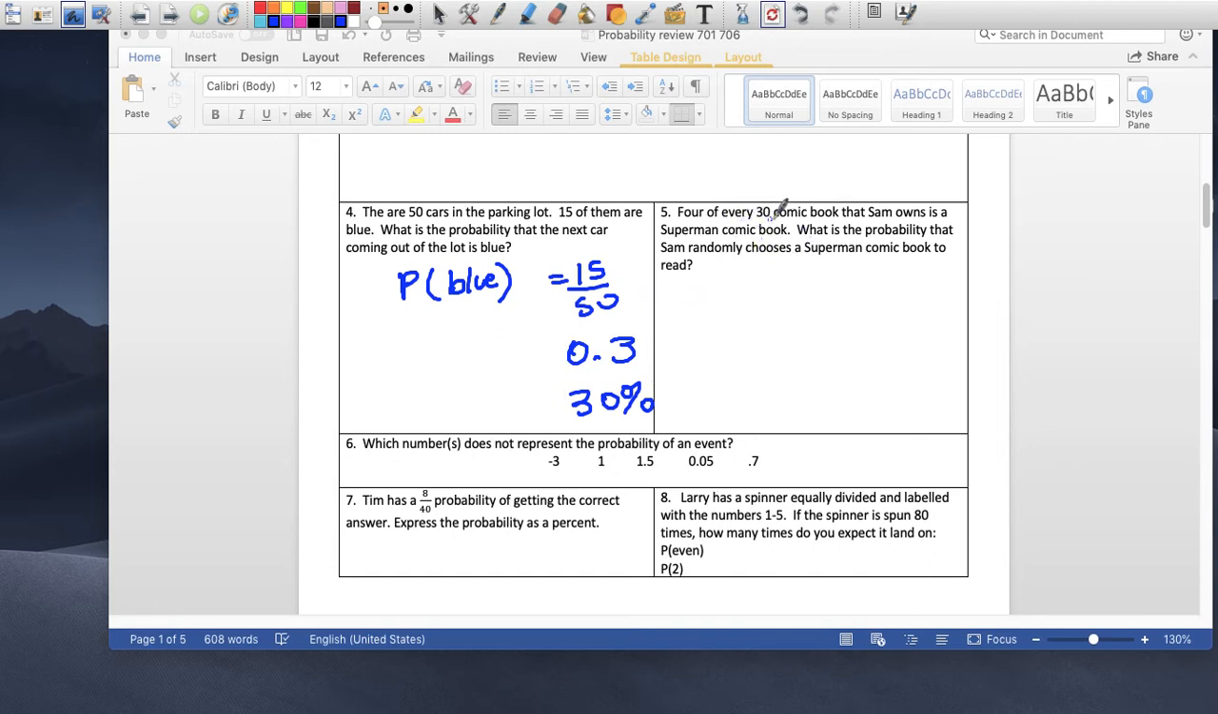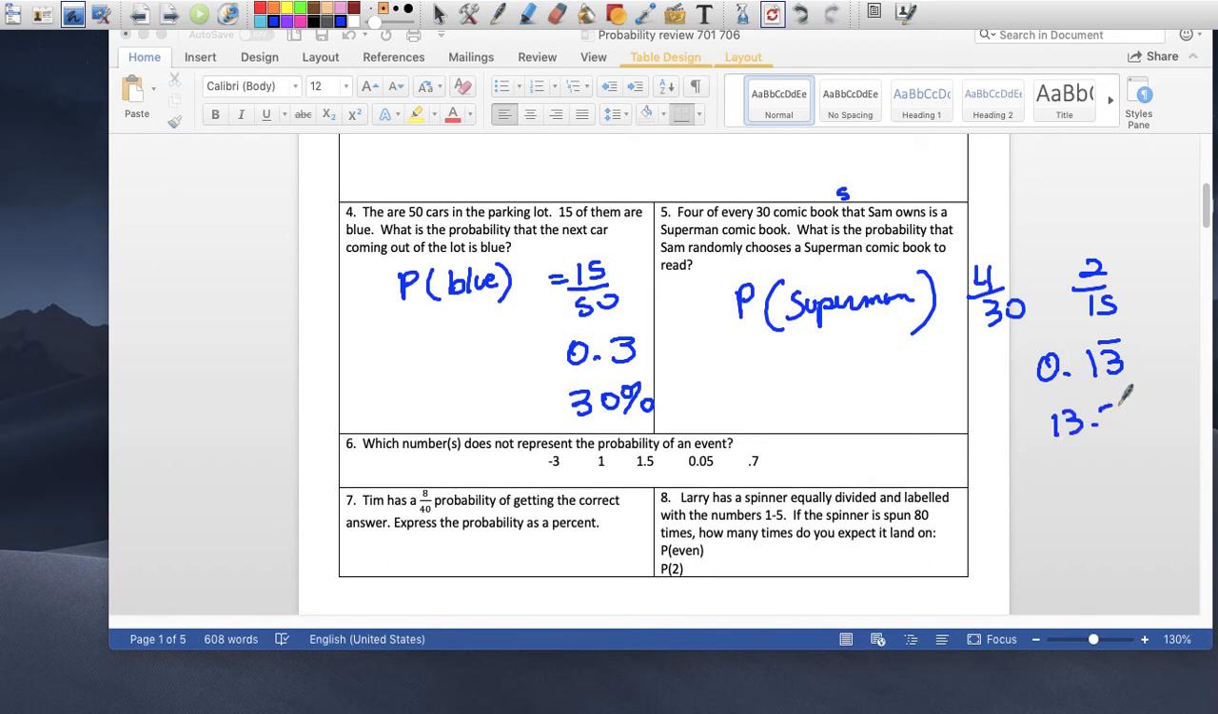4 out of 30 comic books that Sam owns is a Superman comic book. What is the probability that Sam randomly chooses a Superman comic book to read? So the probability of selecting a Superman comic book, let's say she does this randomly, is 4 out of 30, which reduces to 2 out of 15. And again, 2 divided by 15 is 0.13 with bar notation, or as a percent, 13.33%. Okay.